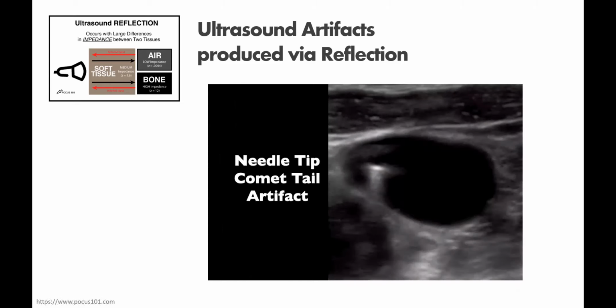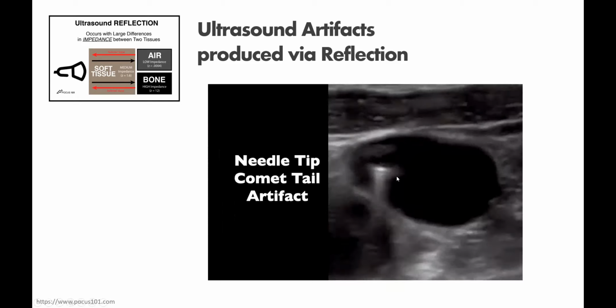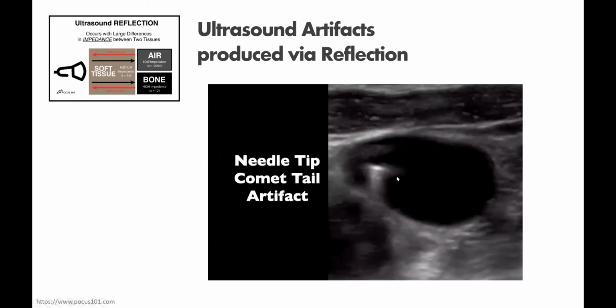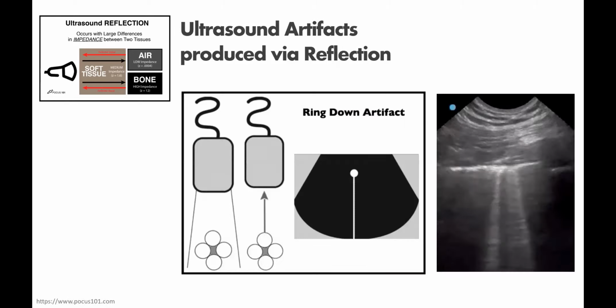So some other reflection artifacts that can be seen is a needle tip comet tail artifact when you insert the guide wire or needle during insertion of the CVL. Okay. So some other artifacts via reflection, such as ring down artifact, as you can see here, B profile, when there is a column of air in between, inside there is water in between the column of air.